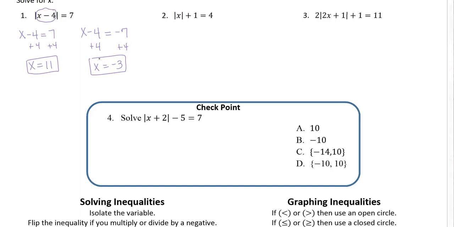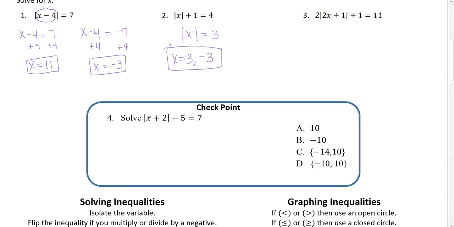Number 2, we have to first get the absolute value by itself, so we will subtract 1 from both sides. We get the absolute value of x equals 3. So what values of x make this true? Positive 3 and negative 3. Because the absolute value of 3 is 3, the absolute value of negative 3 is also 3. Two solutions.